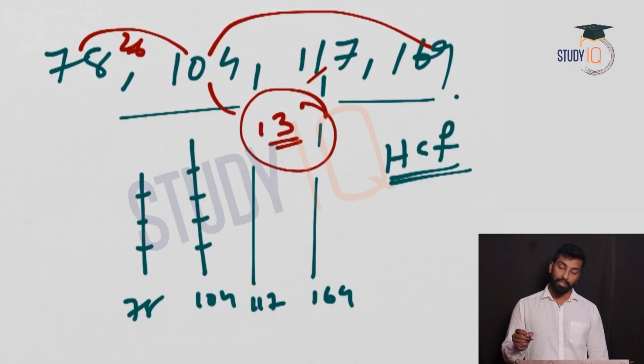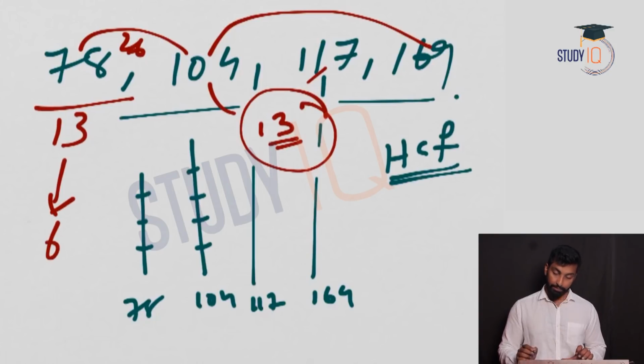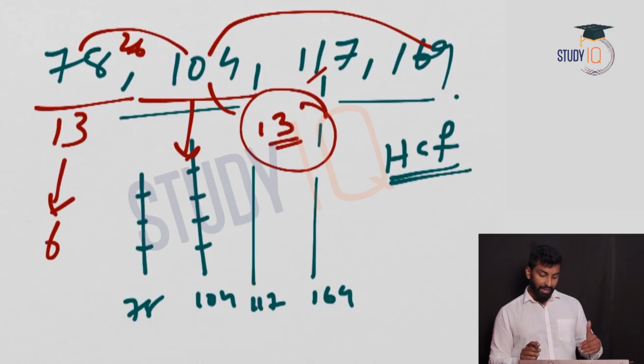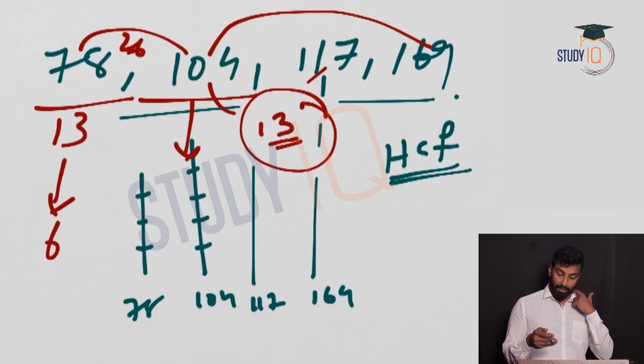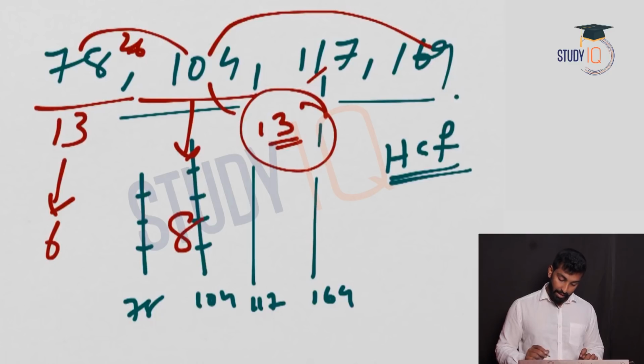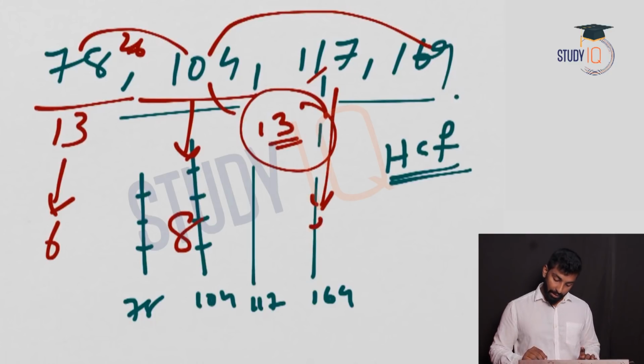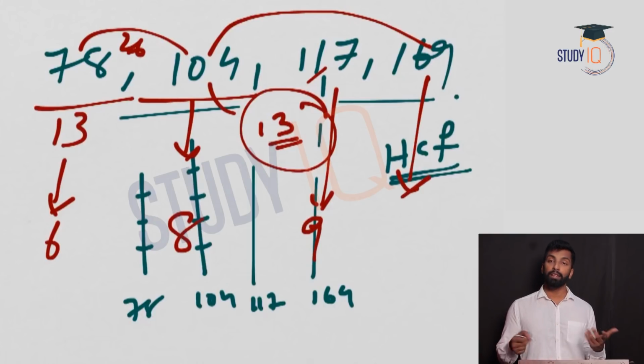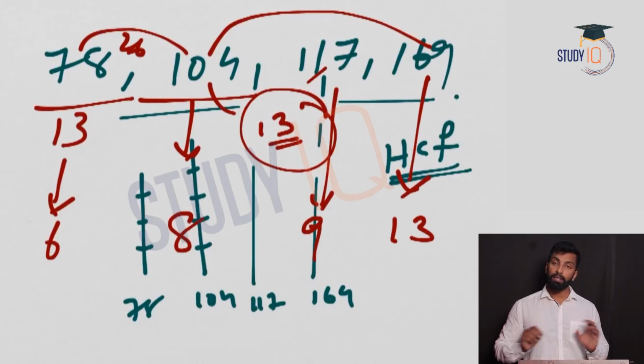So let's do that division first with 13, right? If you divide 78 by 13, you will get 6. For 104, 78 plus 26 is 104, so you don't want to divide it completely. 6 plus 2, since 26 means 2, so this will be 8. 117 is 104 plus 13, so this will be 9. 169, anyway, you know 13 into 13, so 13. So all are divisible.